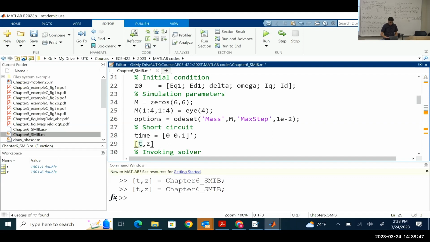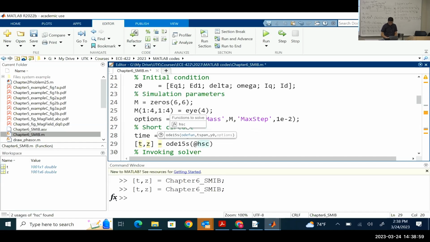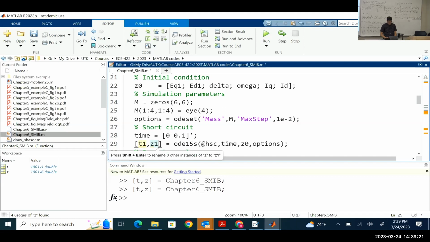And now we're going to invoke the solver, ODE15S. We're going to use a different function now, which is H during the short circuit. We have a time from 0 to 0.1. Then we have the initial condition, which is the equilibrium point. And we're going to tell it that we need to use the options, a mass matrix, and a maximum time step of 10 milliseconds. And then we will get a solution. We will store these in T1, Z1.